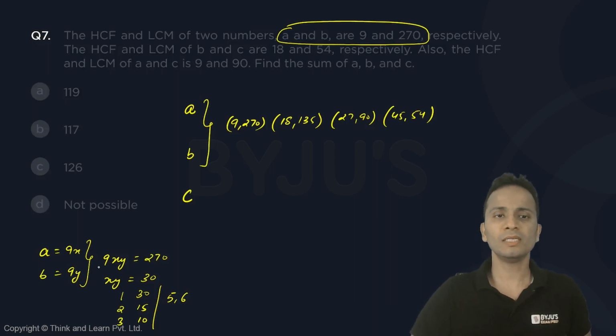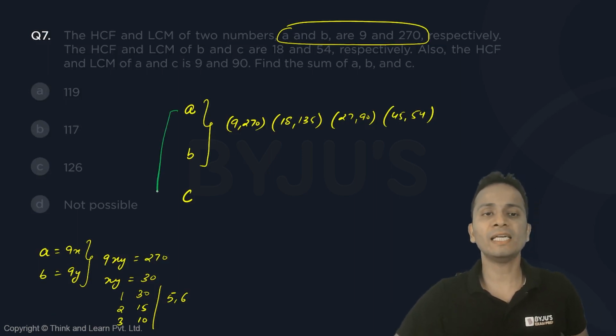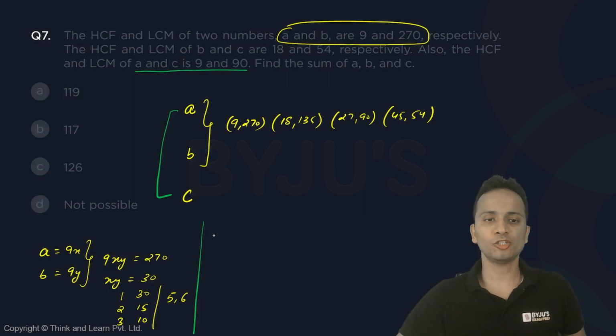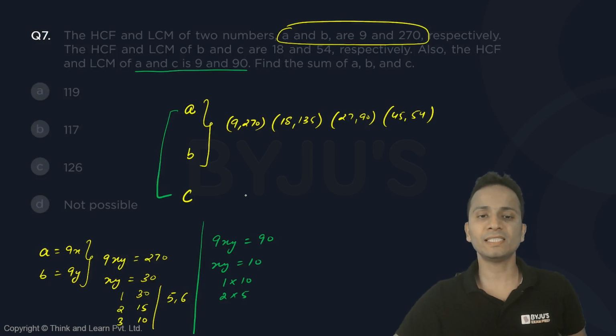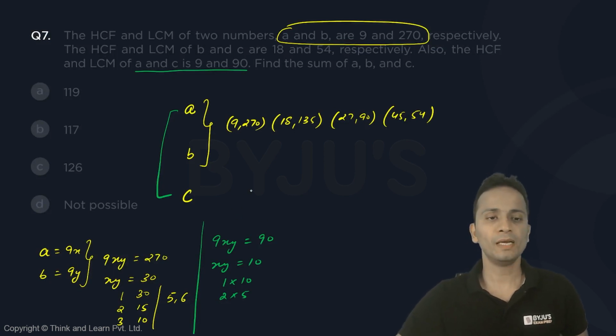Now, for the values of A and C, their HCF is 9. So they can be 9x and 9y once again, such that their LCM is 90, so I can say that 9xy is equal to 90. So here xy is equal to 10. So x and y can be either 1 and 10 or 2 and 5. So the values of A and C can be 9 and 90, or it can be 18 or 45, right?